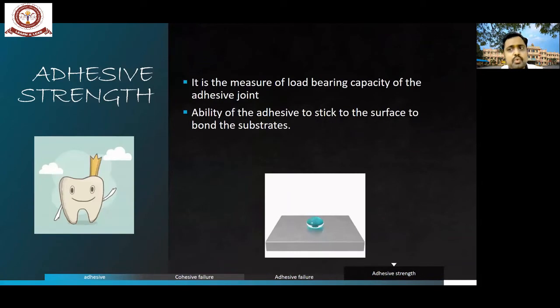So what is adhesive strength? It is the measure of the load bearing capacity of the adhesive joint. Adhesive strength is the load bearing capacity measure, and it depends on the ability of the adhesive to stick to the surface, to bond to the substrate. So it depends on how well the adhesive bonds to the substrate.